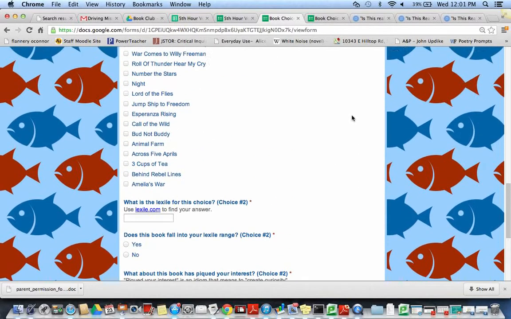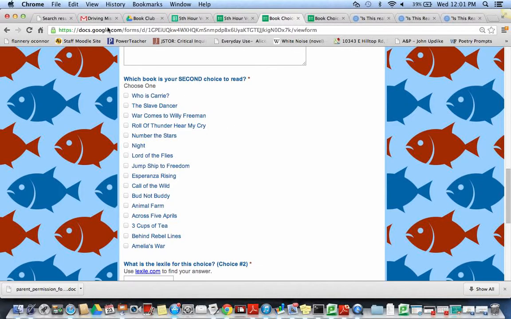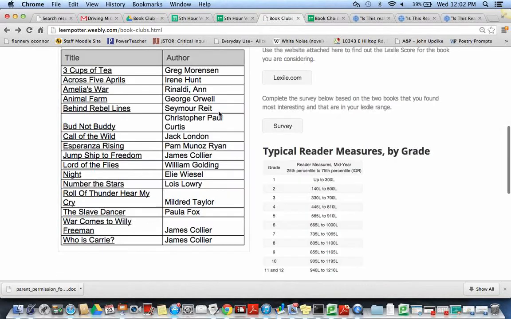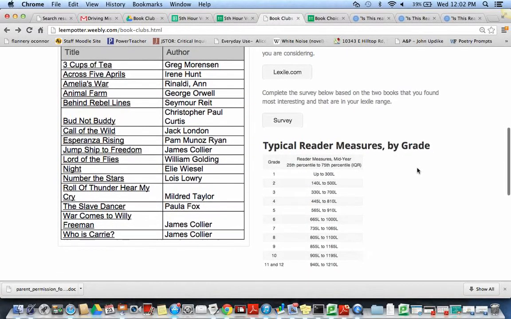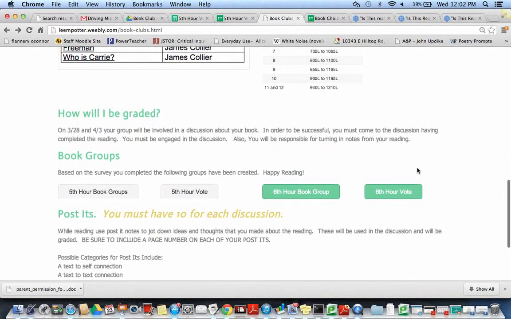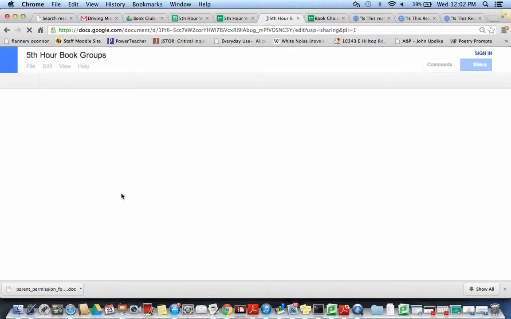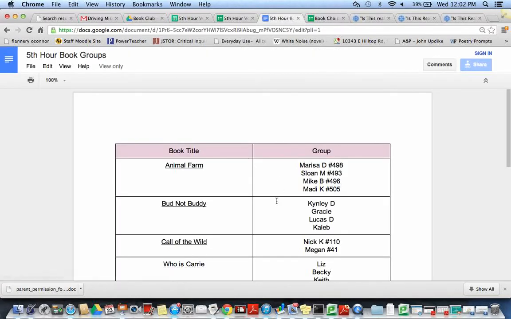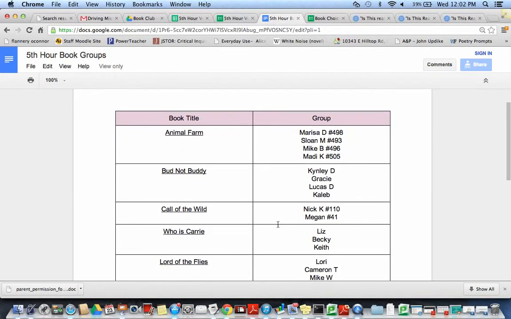And from there, I worked to create a grouping system where students were first, whenever possible, put in their first choice book. And then I was able to honor all of the requests of people that they didn't want to work with. They don't always have this option, but in this particular situation, I was able to honor that. And we work consistently throughout the school year on working with people that may not be our favorite choice. So this is what the book groups looked like.